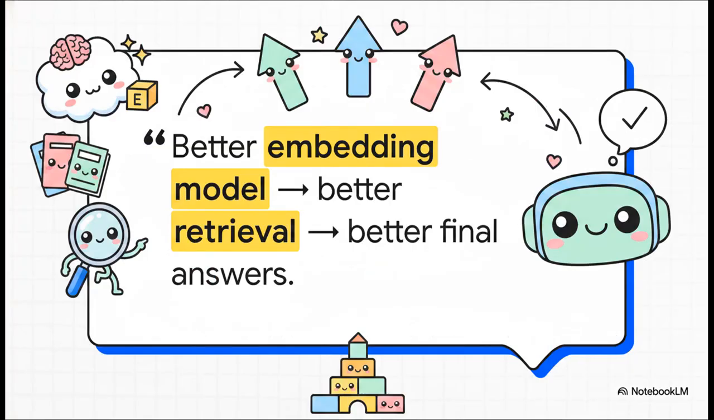So it all boils down to this really simple chain reaction. A better embedding model gives you better retrieval. Better retrieval gives the AI better information to work with. And that directly leads to better, more accurate final answers. It's that simple.